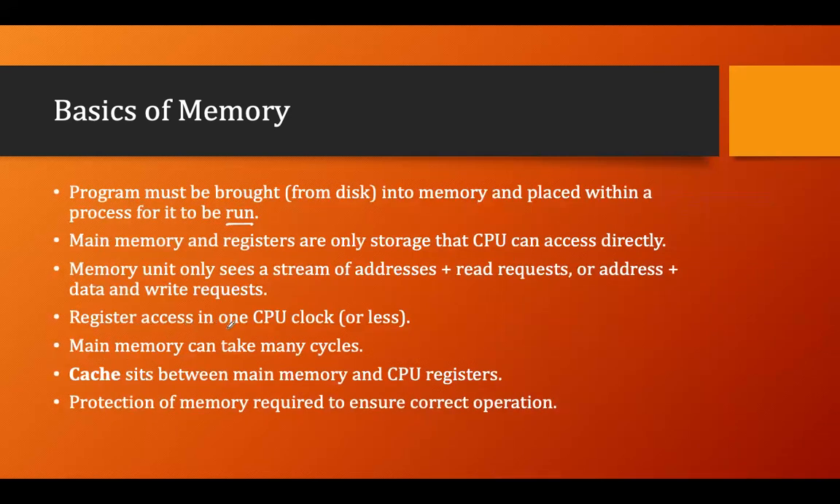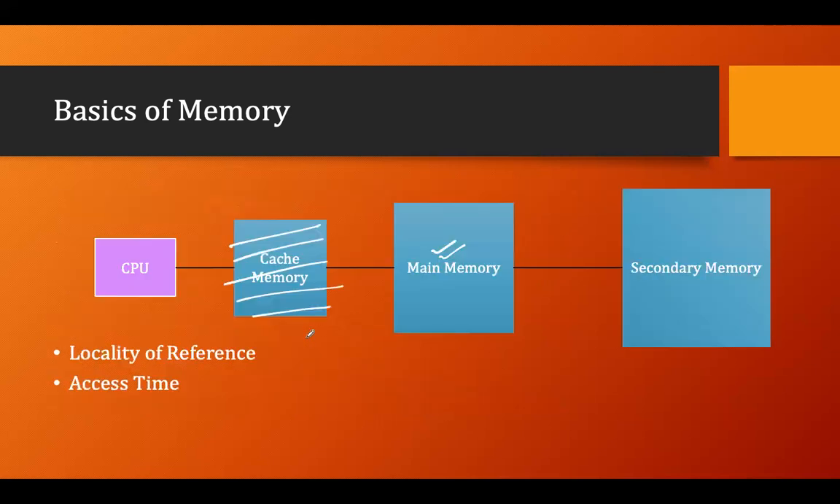Registers can be accessed in one CPU cycle. Main memory can take many CPU cycles. The cache sits between main memory and the CPU registers, as you can see in this particular diagram.